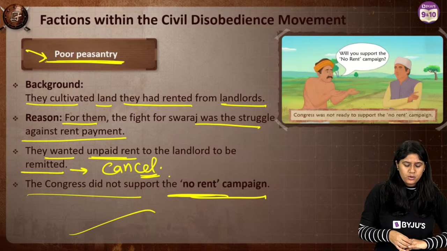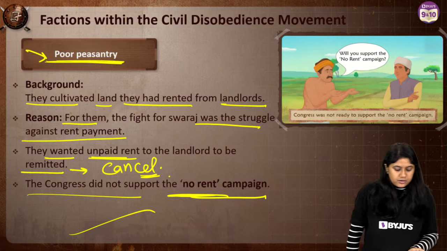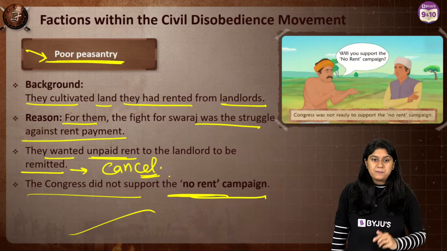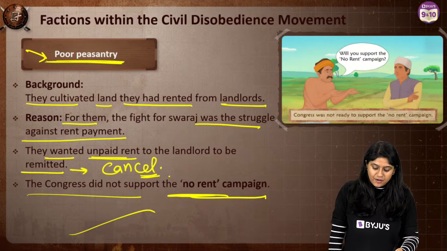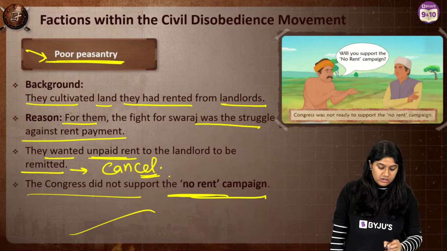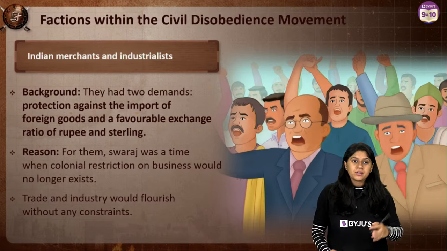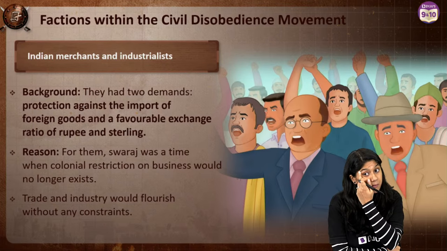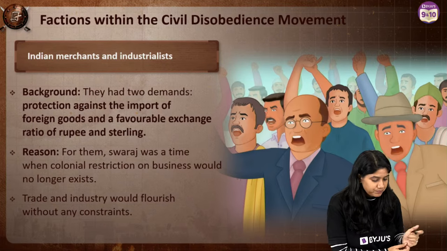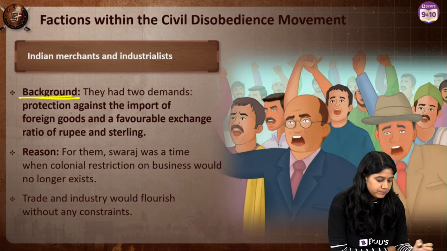Chaliye. So we have discussed what had happened with the rich peasants and the poor peasants. Now let's talk about the industrialists, right? We have the industries, and of course industries were owned by big famous people who have money. So what was the background of it?